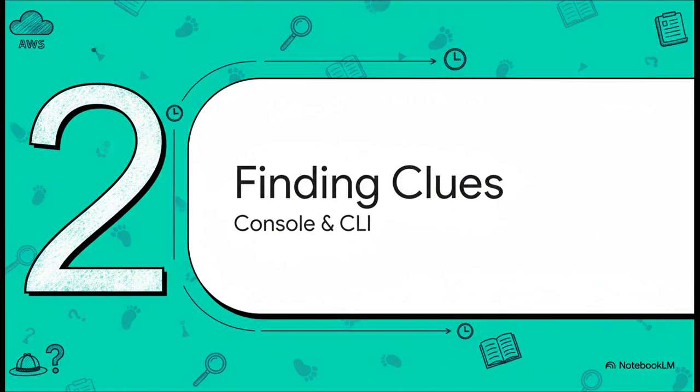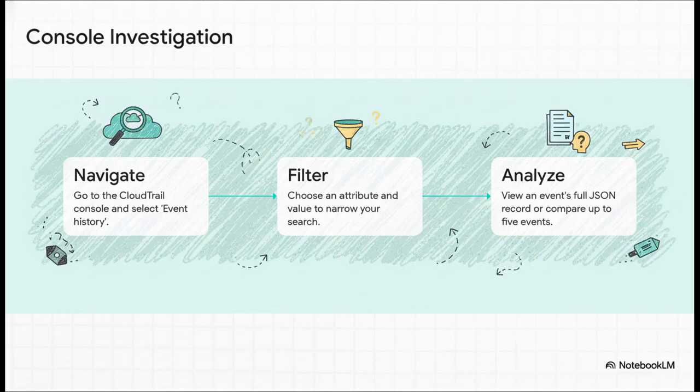Okay, so we get the what. Now let's talk about the how. How do we actually use this thing to find the clues we need? Well, there are two main ways we're going to look at: the friendly visual AWS console and the super powerful command line interface. Starting with the AWS console is for sure the easiest way to get your feet wet. You just pop over to the CloudTrail service in your account, click on Event History, and you're in. From there, it's really all about filtering. You narrow down the noise to find exactly what you're looking for, and then you can click on any event to see every last detail.